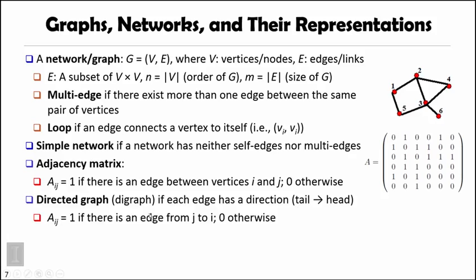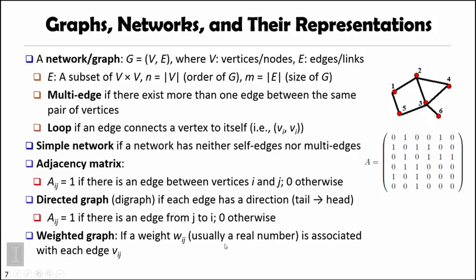A directed graph simply says the edge may have directions, like a tail pointing to a head. In that case, if the adjacency matrix A sub ij equals 1, it means there's an edge from j to i. It's directed. Otherwise, it's 0 if there's no such directed edge.